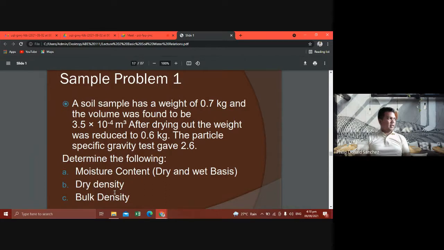If you look at the given, the specific gravity of the particle is already provided. Specific gravity is the density of the particle divided by the density of water, right? This is not yet the solution, just reading the problem. Since water is 1000 kilograms per cubic meter, I can get the unknown particle density: 1000 times 2.6, which gives 2600 kilograms per cubic meter as the density of my particle.